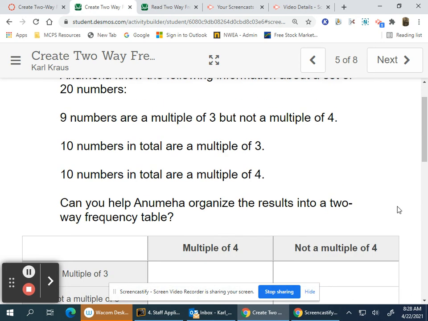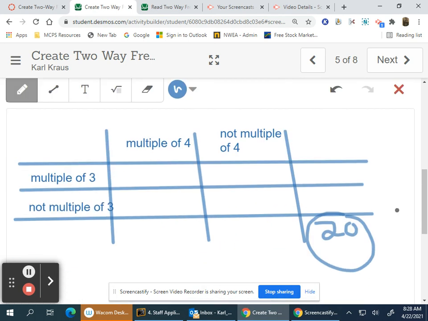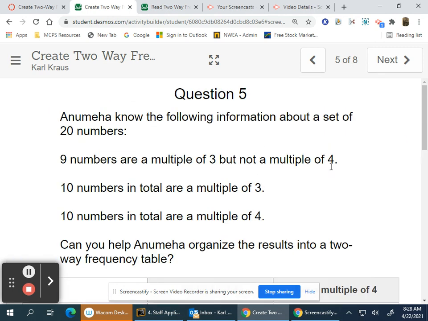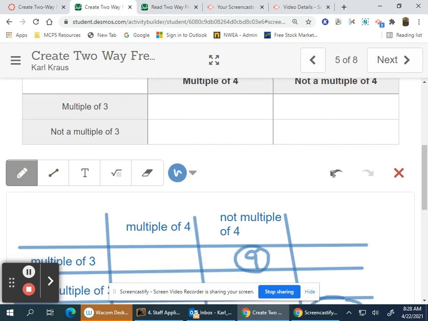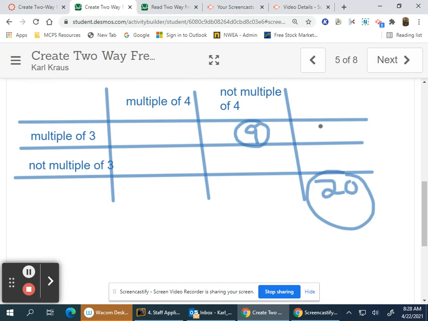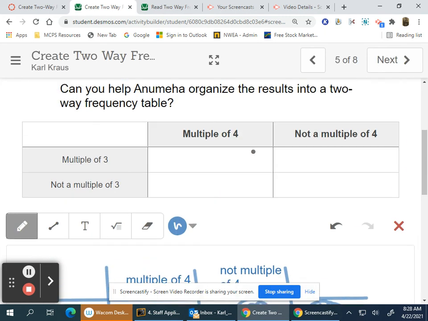And 9 numbers are a multiple of 3, but not of 4. So 9 goes here. 10 numbers in total are a multiple of 3. 10 goes here. So this one you have to kind of make a sketch because they give you totals instead of everything that goes in here. So now you can figure out that that's a 1.